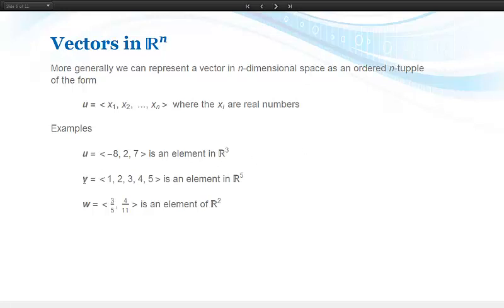This vector v is an element of R5, that is 5-dimensional non-physical space, where the first element is 1, the second element is 2, etc. 5 coordinates makes v a vector in 5-dimensional space, or we call it R5. And here's an element in 2-dimensional space where the coordinates happen to be fractions, rational numbers.